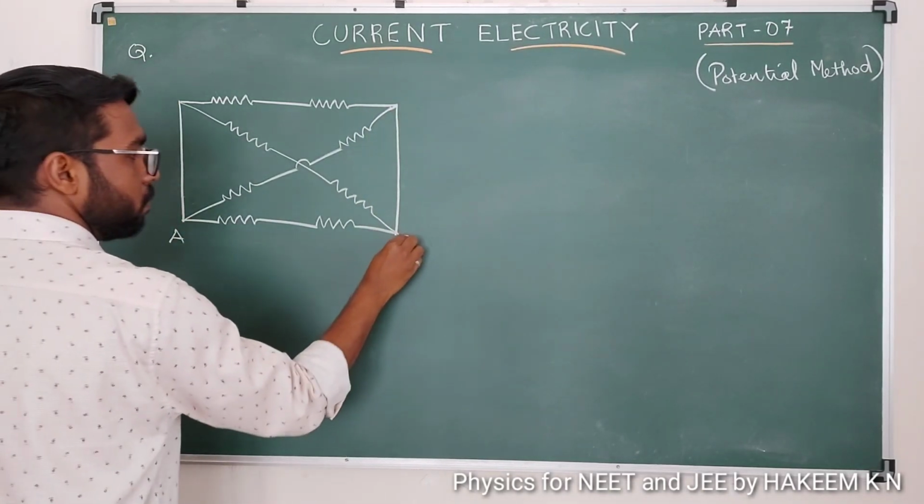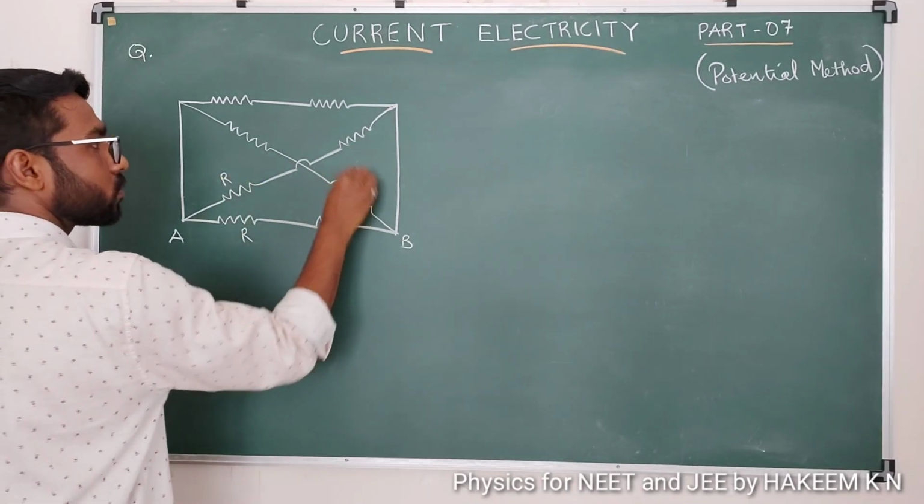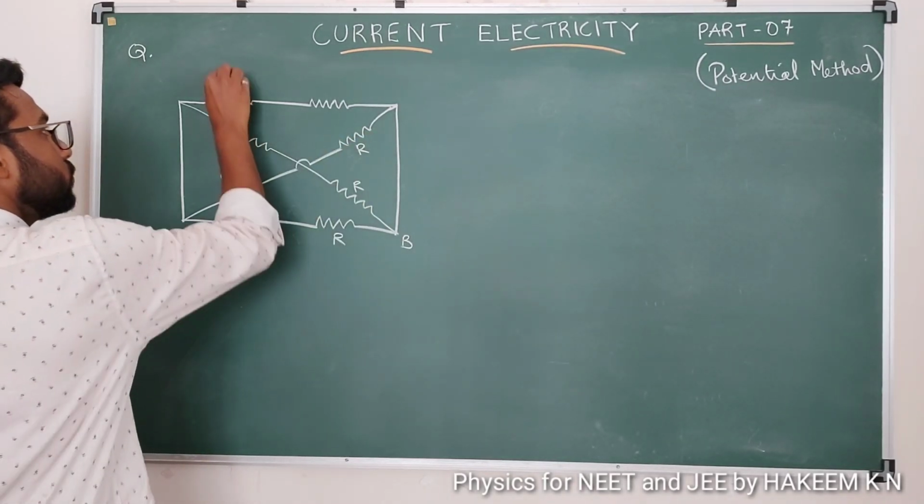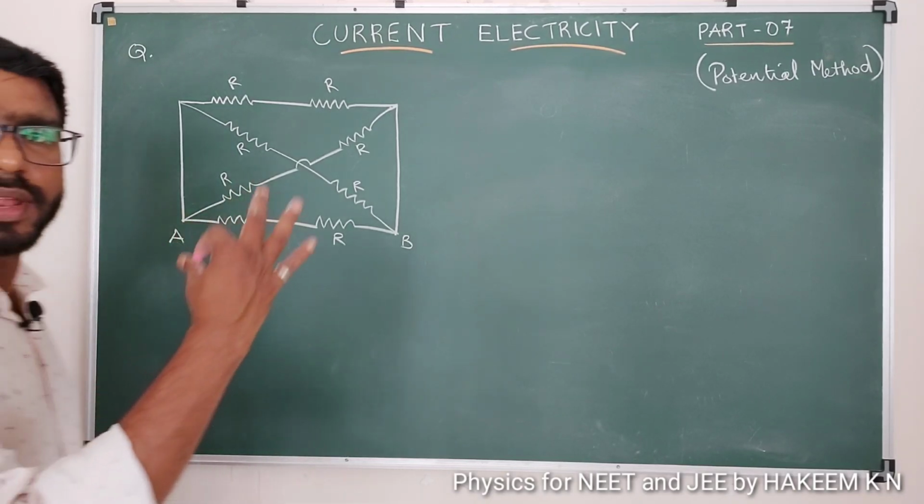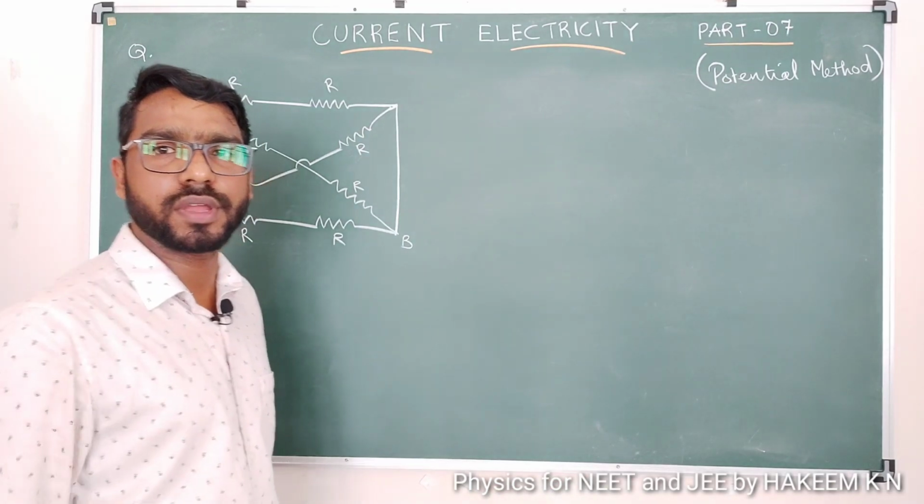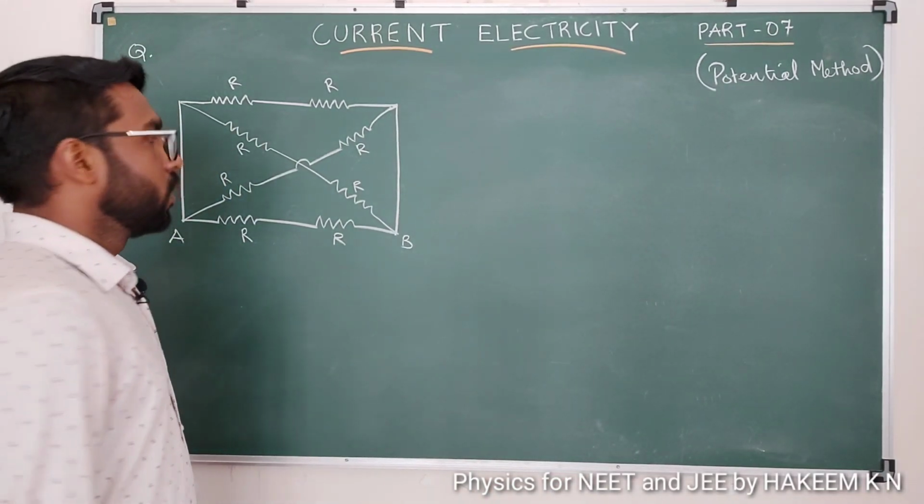A, B. All resistances are identical, equal to R. How to solve it? You can pause the video and try to solve. Okay. Now listen.